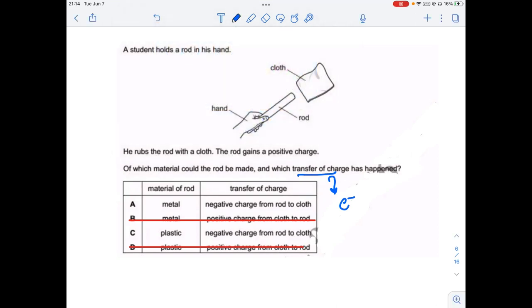Next, if this rod were a metal, because metal already has free electrons, it doesn't require any other electrons, and being a good conductor, it will not get charged. So this rod has to be a plastic one, a non-metal. Therefore, option A is wrong because it cannot be a metal. Only option C is left over. So the answer for that one is going to be option C.